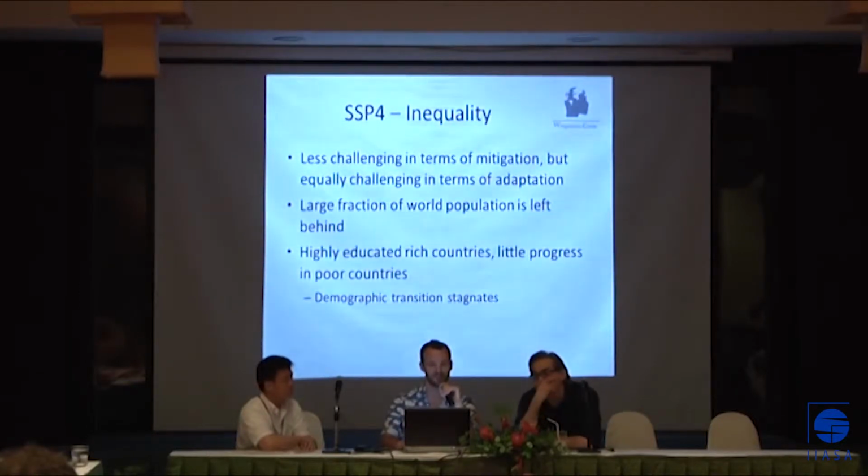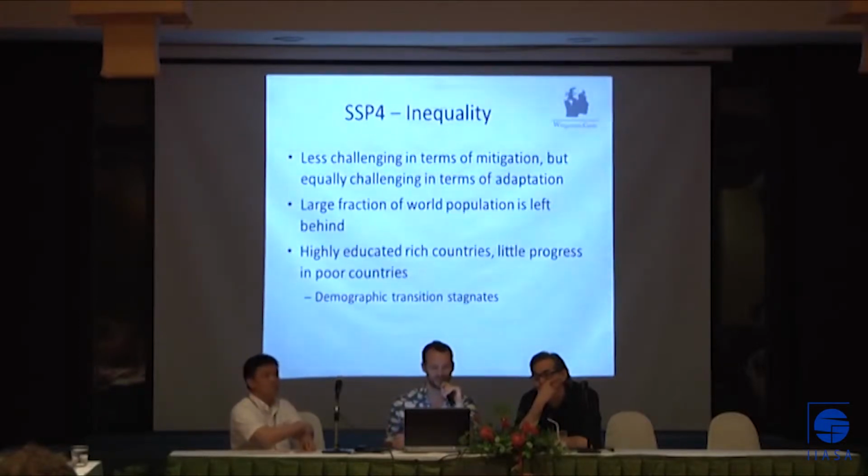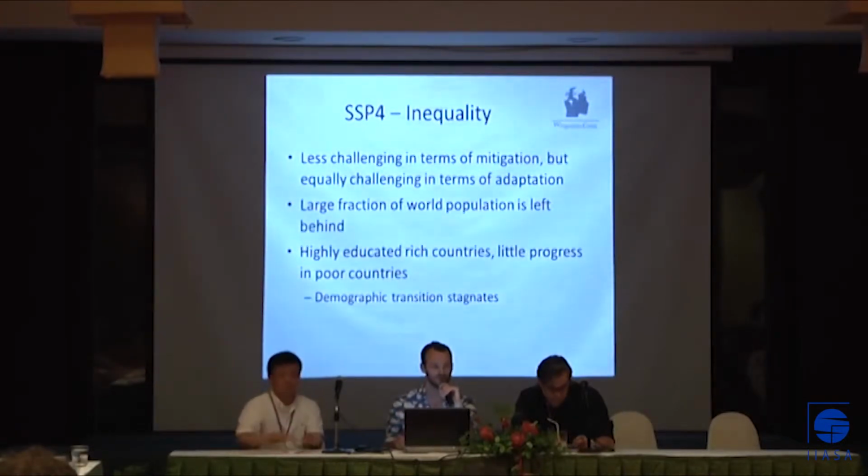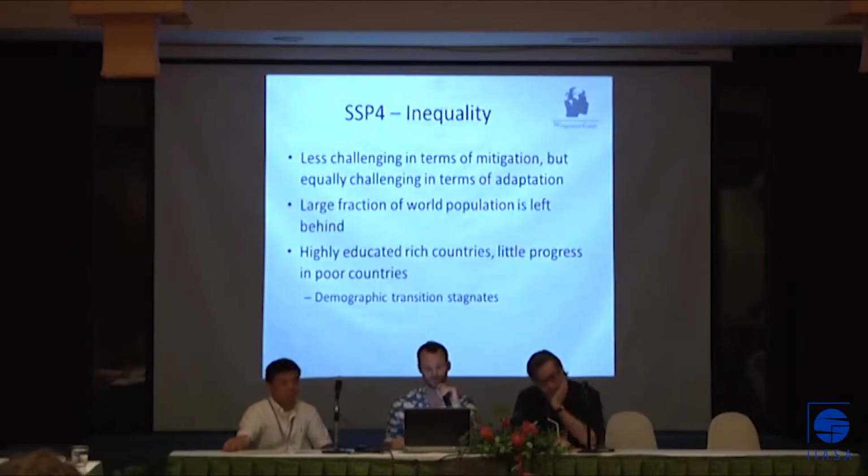SSP4, on the other hand, is quite similar to SSP3, but it is less challenging in terms of mitigation, although equally very challenging in terms of adaptation. This is simply because a large fraction of the world population in this scenario is left behind in abject poverty with very low levels of education. And this is, of course, going to have a similar effect on the demographic transition. It will also stagnate, and we will see higher levels of population growth from today's developing world.